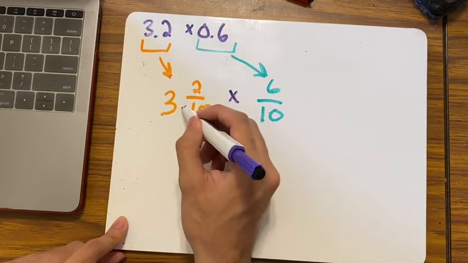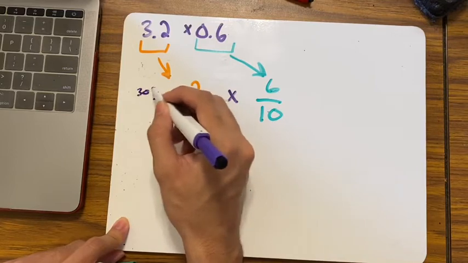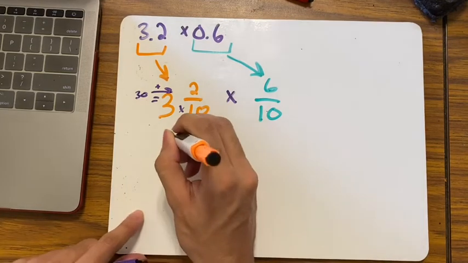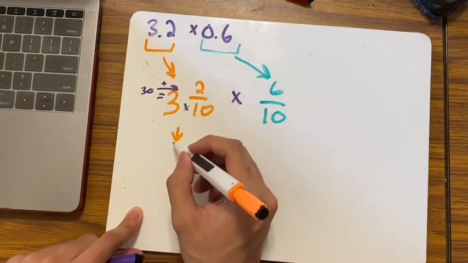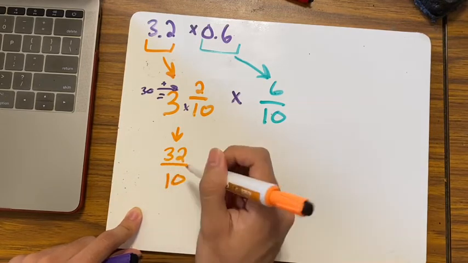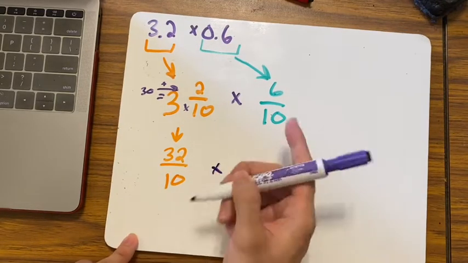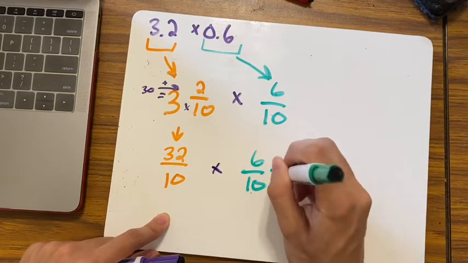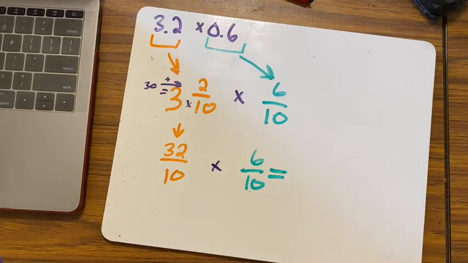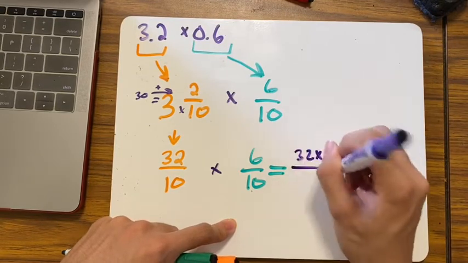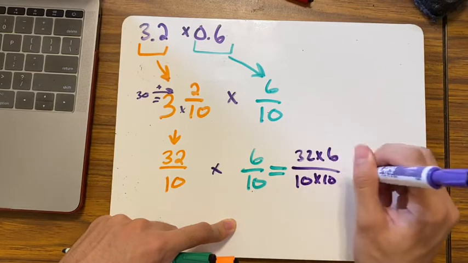So I have 10 times 3, that is 30. 30 plus 2, that is 32. So this mixed number as an improper fraction is 32 over 10, okay? And then let's just go ahead and bring down this guy, because this is a regular fraction. I don't need to switch it or do anything to it. All right, and now let's go ahead and multiply. So 32 times 6 and 10 times 10, okay?